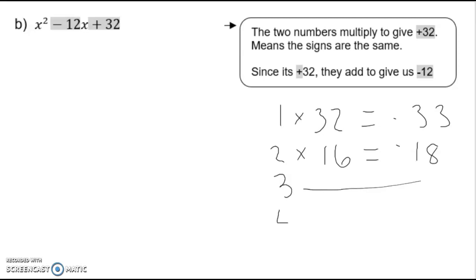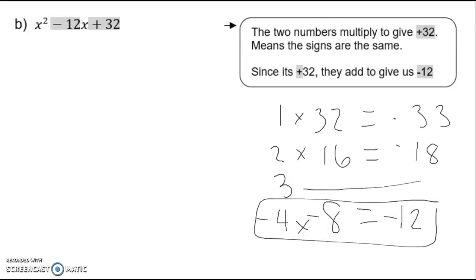We don't want decimals. What about 4? 4 times 8 gives us 32. And if we were to add those up, 4 plus 8, that gives us 12. And with them both being negative, it gives us our negative 12. So we have found our winners. So open up your double brackets. Because we are dealing with x's, we know that we put an x at the front of each one. And then we fill it in. One bracket gets a negative 4, and one bracket gets a negative 8. So negative 4 and negative 8.